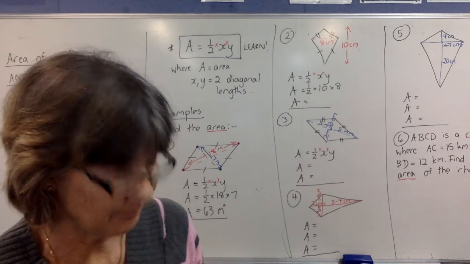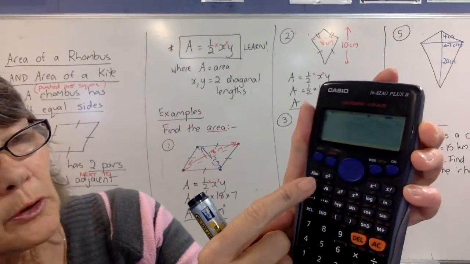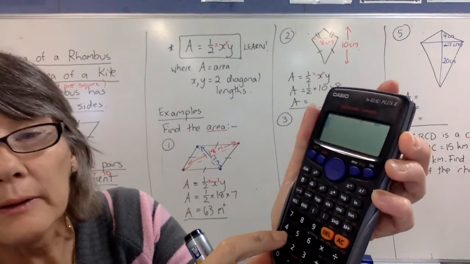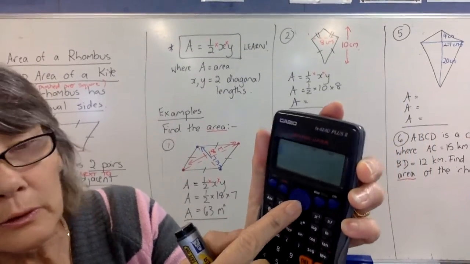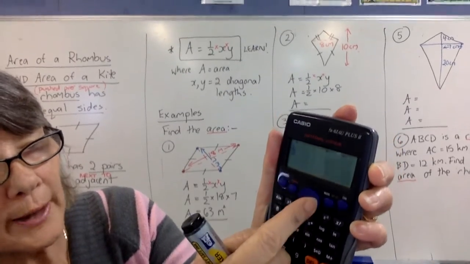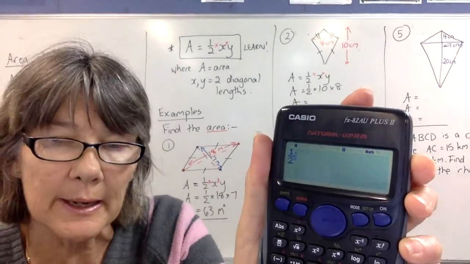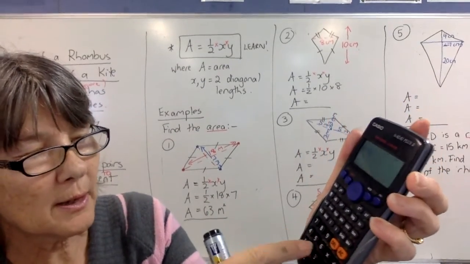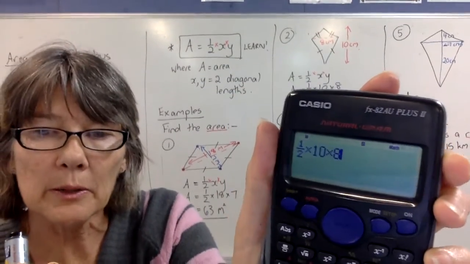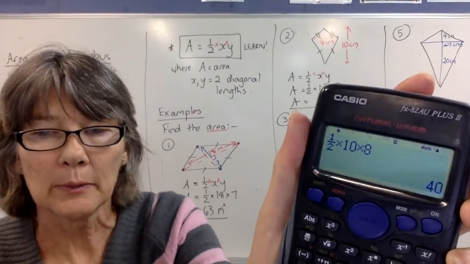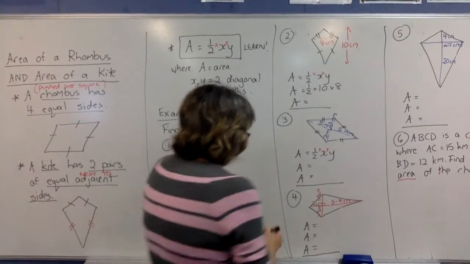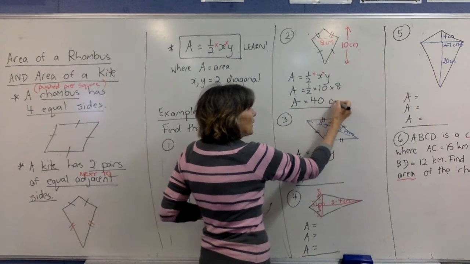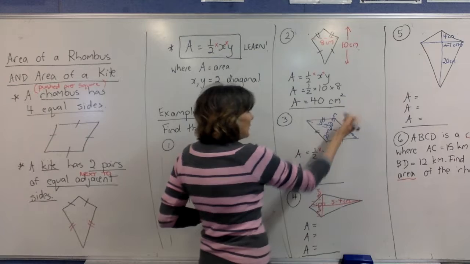Okay, we'll start again. All right, so we're going to press the fraction key. Now we want to do a half, so we're doing 1, down arrow, 2, right arrow out of your fraction. We're up to here now. So now we're doing times 10 times 8. Then you can press your equals key, and we get 40. And on the end, it's going to be centimetres for our units and squared because it's area.